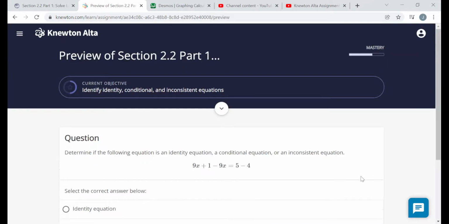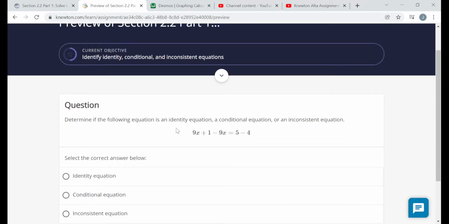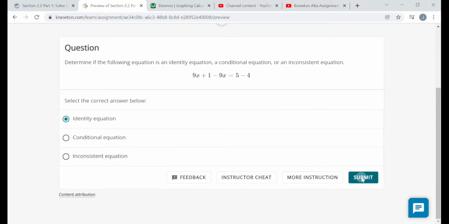So that objective's done. Now we're moving back to identifying conditional, inconsistent, or identity equations. Do you see how it would be 1 equals 1? I'm not even going to write this one out. If you combine like terms on the left, you get 1. On the right, you get 1. 1 equals 1. That's always true, no matter what you plug in for x. So this has infinitely many solutions. This is what they call an identity. The left side and right side are the same thing all the time, no matter what you plug in for x. Identity.